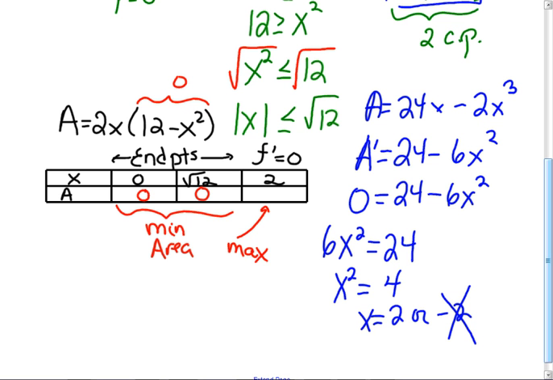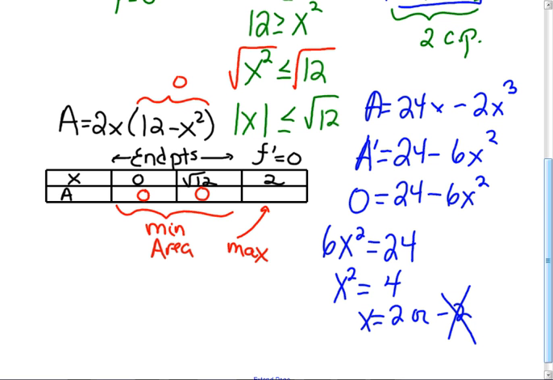Because the max-min existence theorem guarantees both a max and a min if you have a closed interval, which we do, and a continuous function. And the only candidates are when the derivative is 0. So the other point is out of it because the derivative's not 0 or undefined there. It's no longer a candidate.